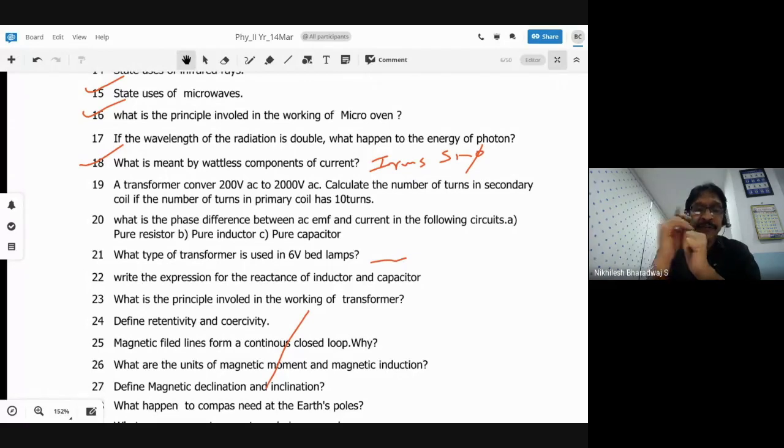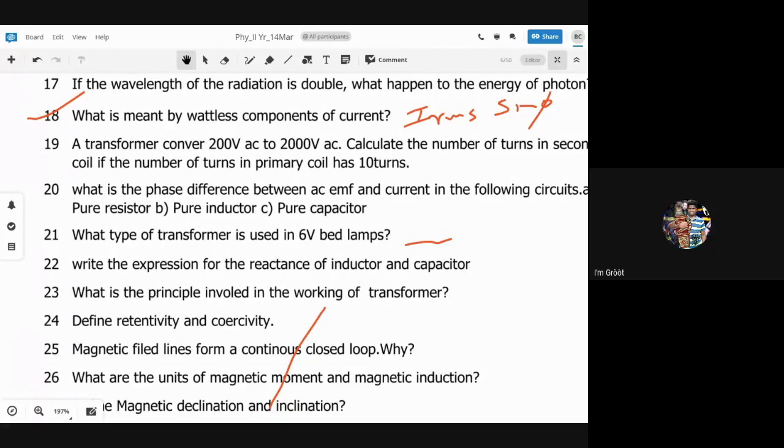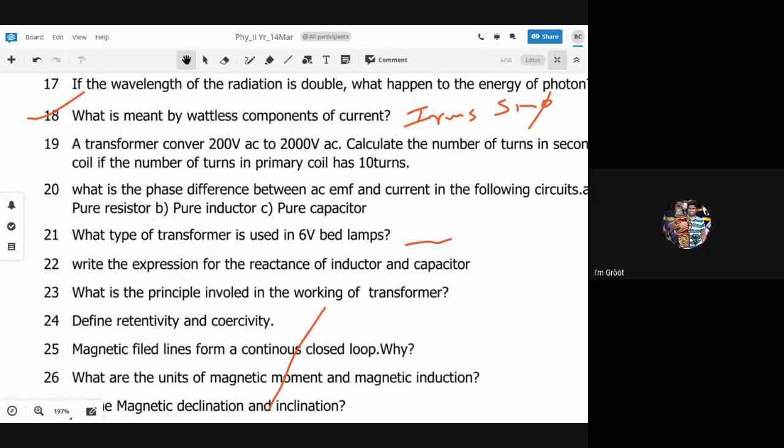22nd, write the expression for the reactance of inductor and capacitor. You can see on the board. Mr. Mahesh Babu. Mahesh Babu garu. Can you hear? Okay, fine.